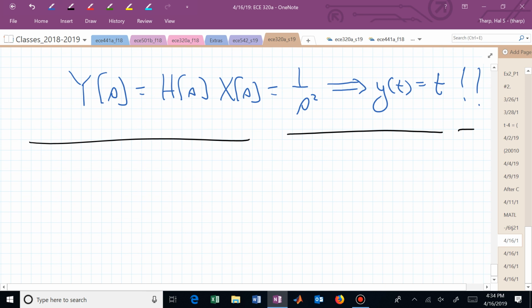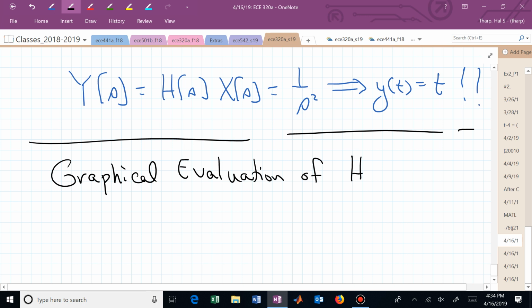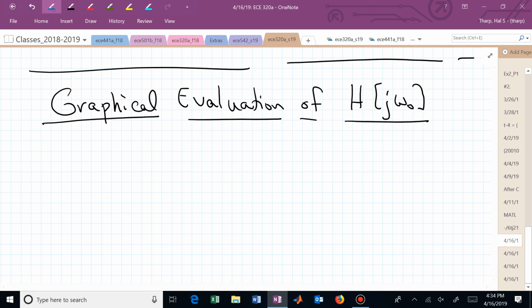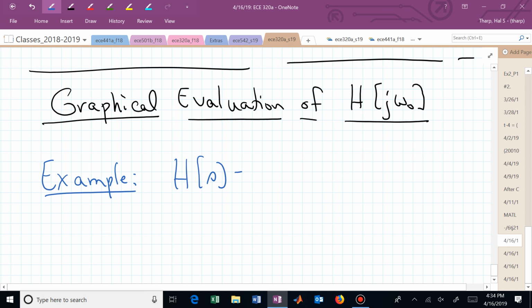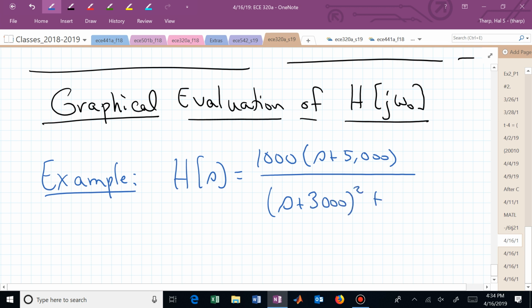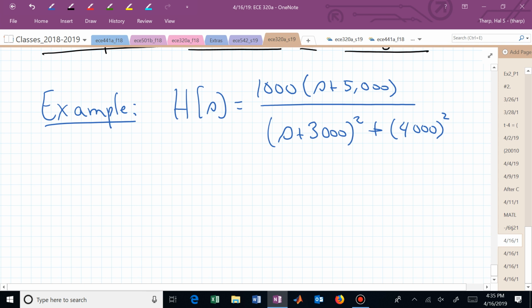Now, I promised we would do some graphical drawing today. Let's look at graphical evaluation of this transfer function at a particular frequency. And to do that, let's go ahead and pick a transfer function. Let's say we now have H of s is 1,000 (s plus 5,000), and in the denominator I'm going to factor it to look like (s plus 3,000) squared plus 4,000 squared. Can you see the poles in that factored form? Or is your system stable? Are the poles in the left half plane? I'm asking you the same question, just different ways.